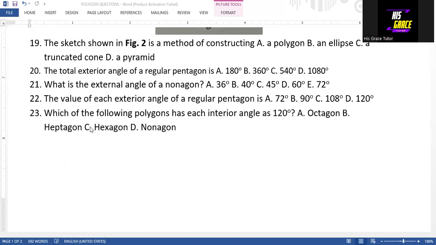Then the last question says, which of the following polygons has each interior angle as 120 degrees? So the answer is hexagon. We have also checked something similar to this before. So the answer here is option C. That is the answer to question 23. So it's as simple as I've done it here. All you have to do is pay attention in class while you are being taught and read your notes. Once you are able to do that, you will be able to answer similar questions like this with ease.